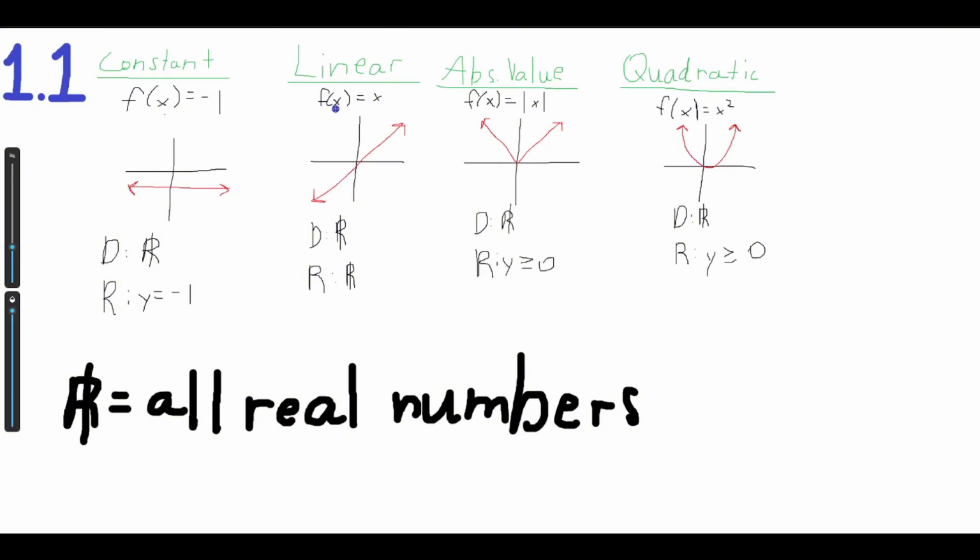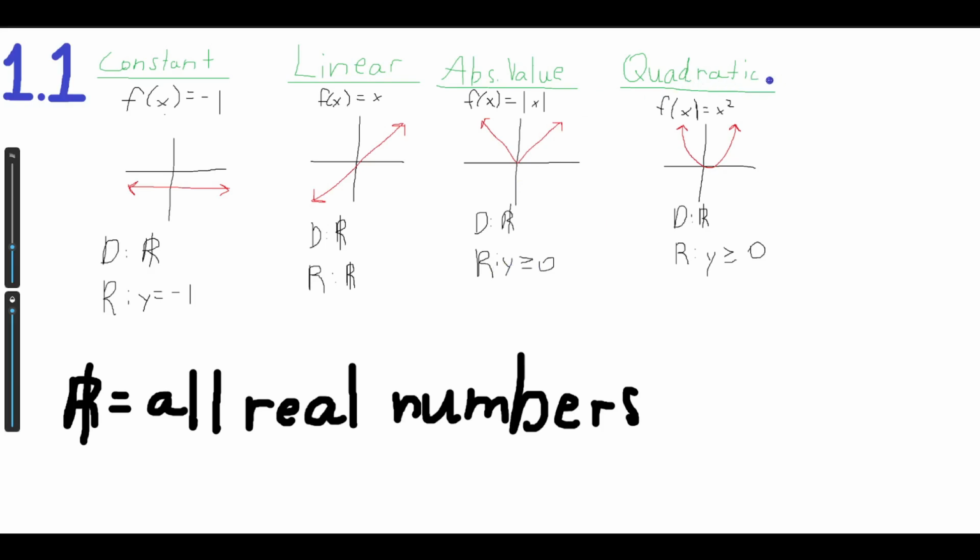Linear functions can be written as f(x) equals x, and it looks like this, which is basically a straight line. The domain is all real numbers, and the range is all real numbers. Absolute value equations can be written as f(x) equals the absolute value of x, drawn as this, which kind of looks like a V. The domain is all real numbers, and the range is y is greater than or equal to 0.